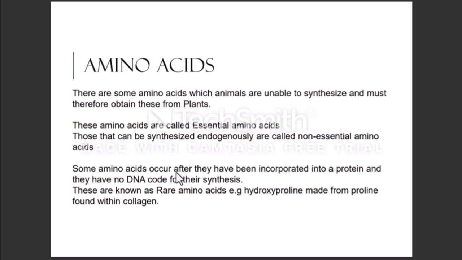Some amino acids occur after they have been incorporated into a protein, and they have no DNA code for their synthesis. We usually call them rare amino acids, and an example is hydroxyproline. These amino acids are not normally found like that in our bodies. It is only after proline is incorporated in a protein that it is converted into hydroxyproline. So these amino acids that do not occur naturally in our body are called rare amino acids.